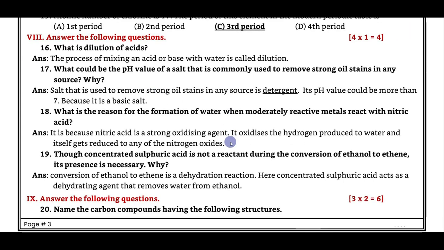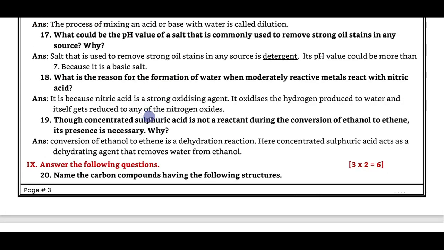Next, what is the reason for the formation of water when moderately reactive metals react with nitric acid? Because nitric acid is a strong oxidizing agent. It oxidizes the hydrogen produced to water and itself gets reduced to any of the nitrogen oxides. We know that when metals react with acids, they release hydrogen gas. Here, the hydrogen gas released is converted into water.